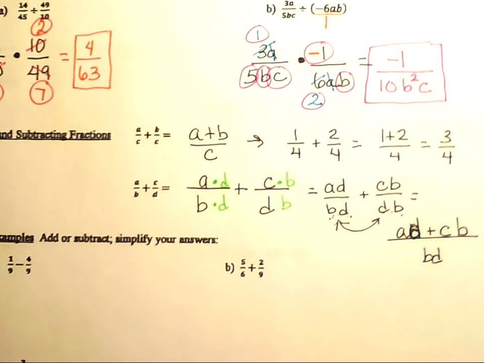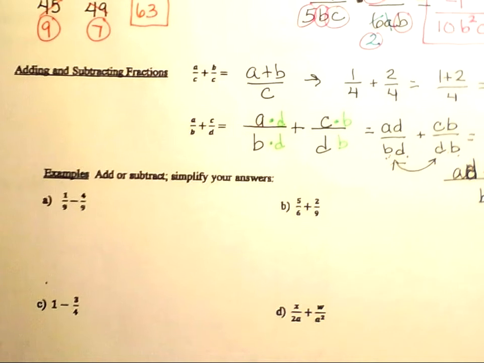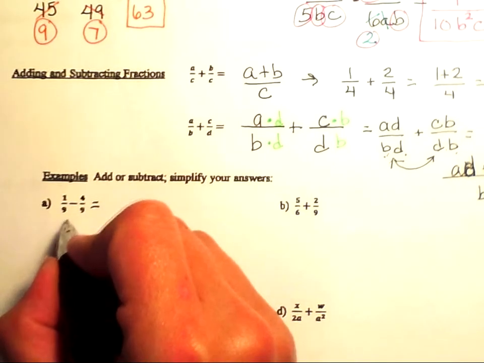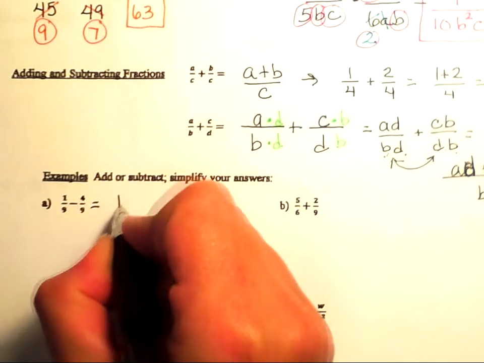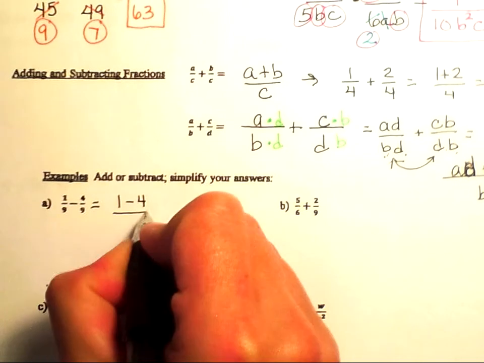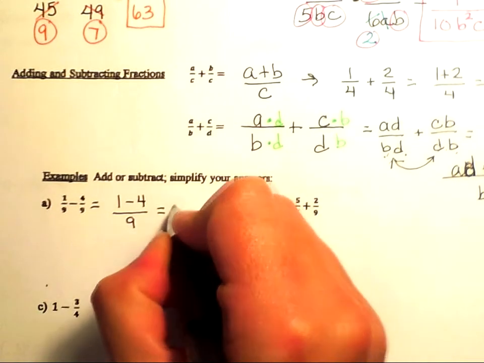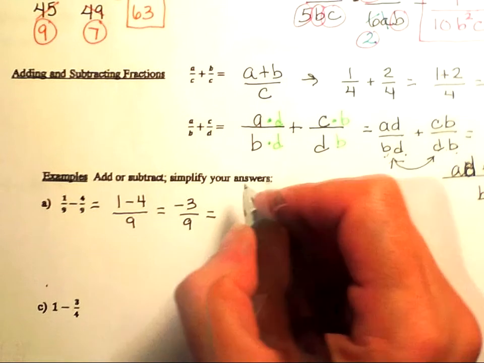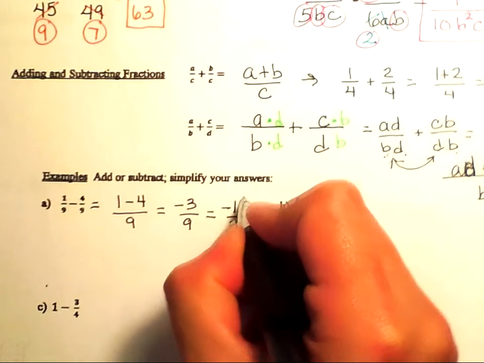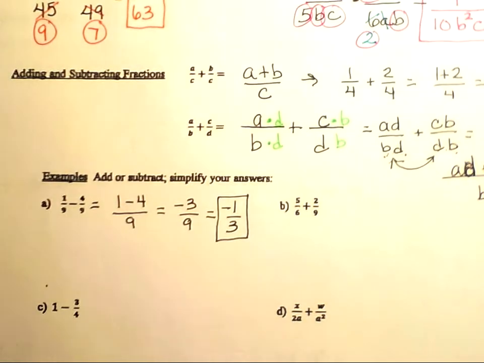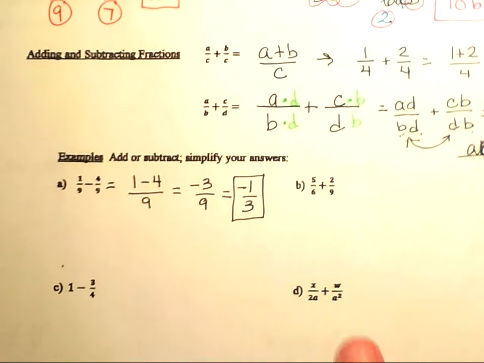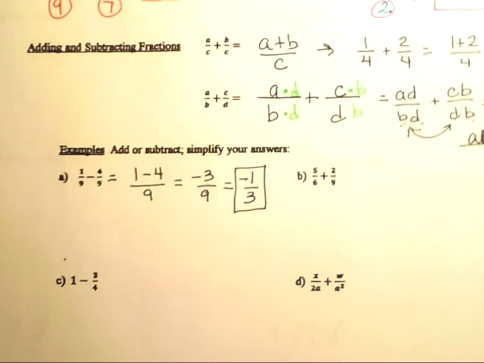So let's see how this works. Okay. Here I have a common denominator, which is 9. So I can rewrite this as 1 minus 4 over 9, which is negative 3 over 9, which I can reduce to negative 1/3. We'll come back to B.